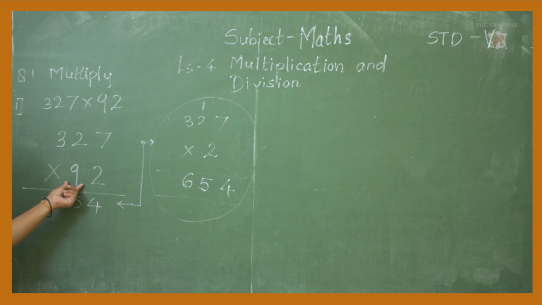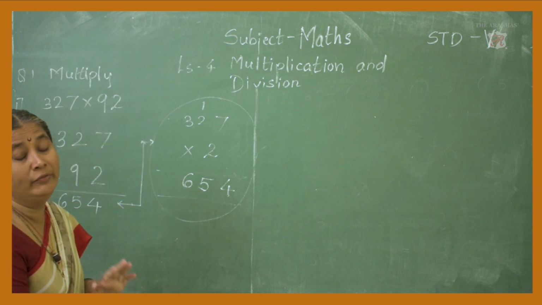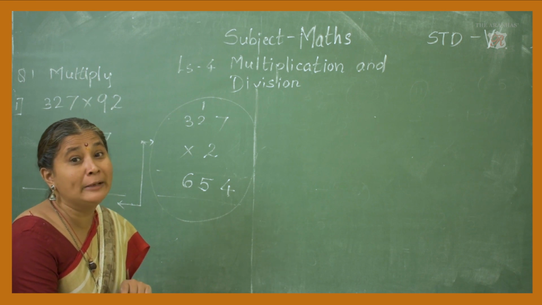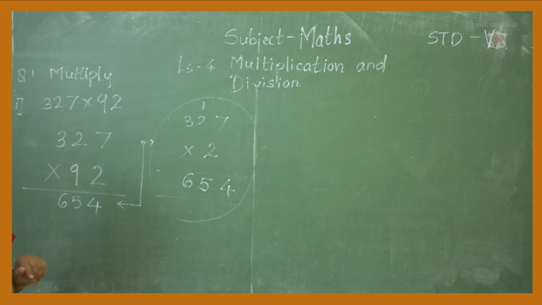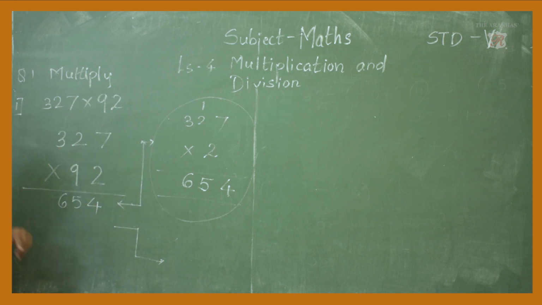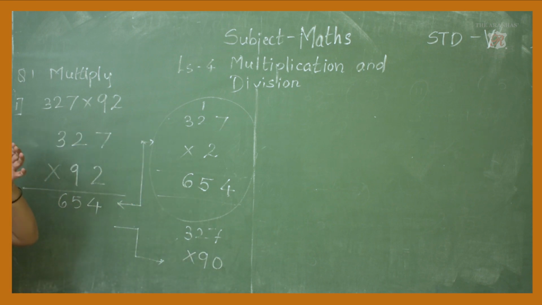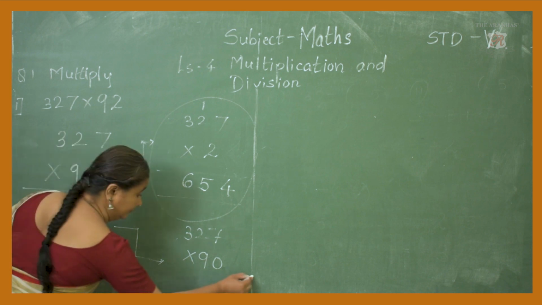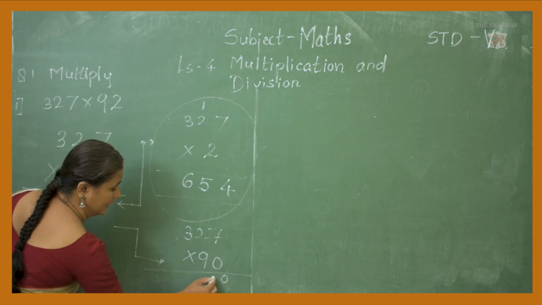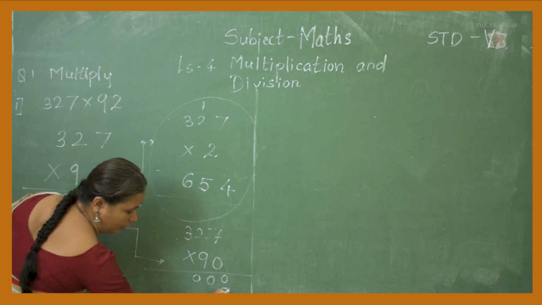Now, which number is left? 9 is left. When we multiply, we have to multiply by 9 tens. 9 tens means what? We have to multiply by 90 now here. Now which number is here? 327 into 90. Okay. For 90, 0 twos are 0, 0 threes are 0. Then here this 0 is for the unit place.